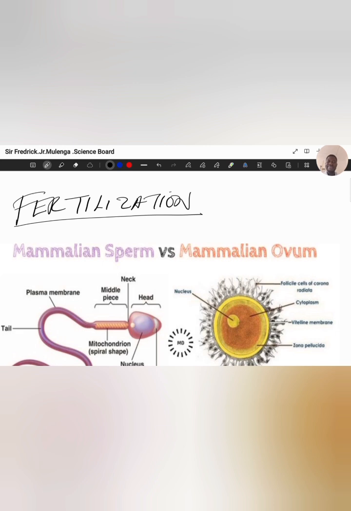What do you see? Definitely, you are seeing two cells. Some of you might think it is a snake. Oh, well, that is not a snake. For us to understand the process of fertilization, we need to understand those two cells. So I'm going to take you through a little bit of these two cells so that we get some background information so that we understand this process of fertilization.